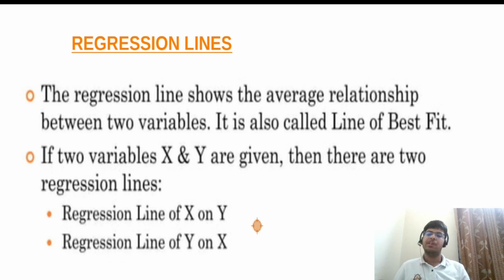Next is regression lines. The regression lines show us the average relationship between two variables, and it is also called the line of best fit. Now, when two variables such as x and y are given, we have two regression lines, which are the line of x on y and the line of y on x.